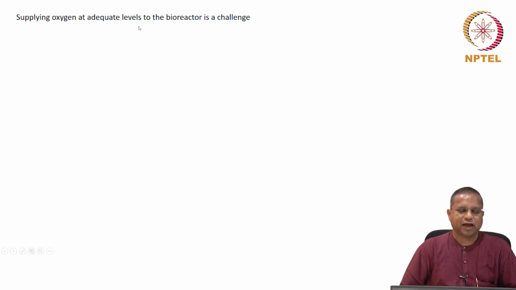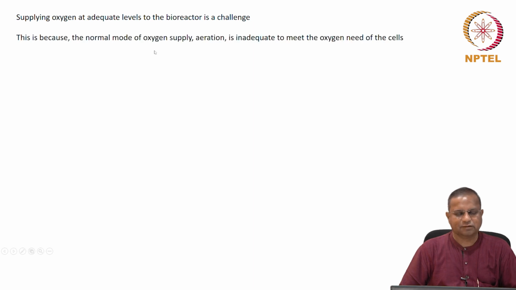Supplying oxygen at adequate levels to the bioreactor is always a challenge. The aerobic microorganisms gobble up oxygen, and to supply it at adequate rates is always a challenge. This is because the normal mode of oxygen supply, which is aeration, is inadequate to meet the oxygen need of the cells. And augmentation with pure oxygen is usually expensive. You cannot use oxygen cylinders. Oxygen cylinders are expensive.